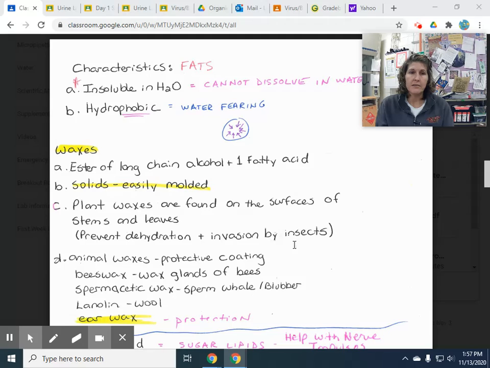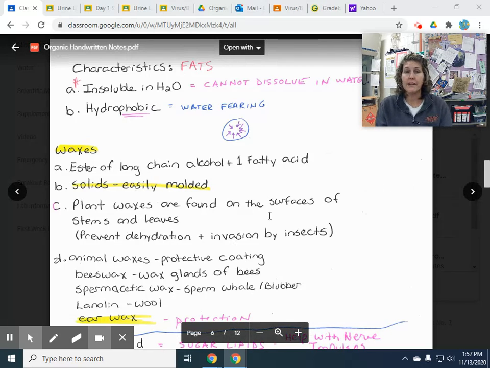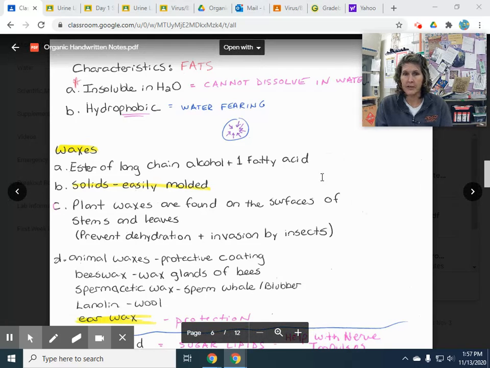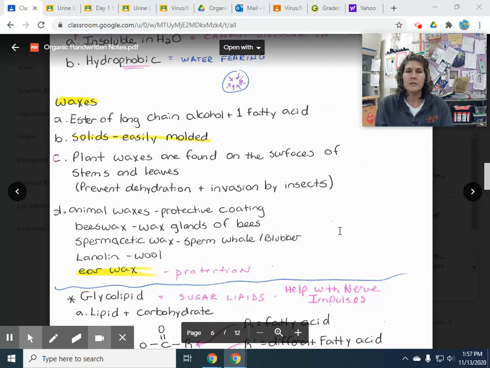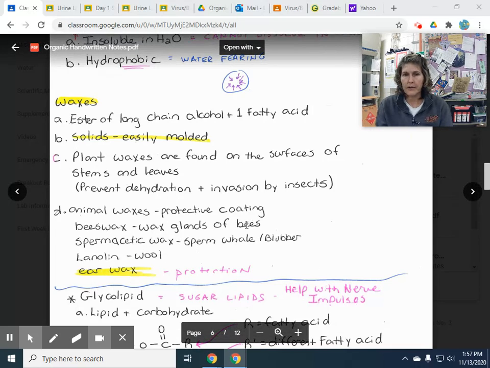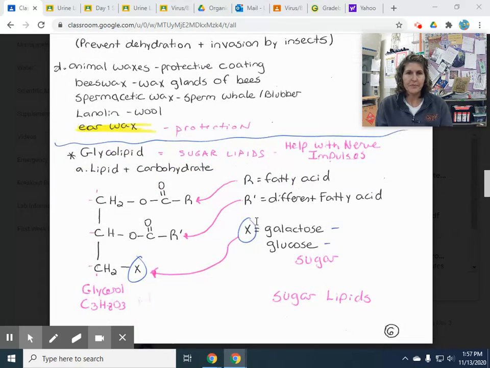Waxes, we said, are protective waxes. They're easily molded, so they can kind of shape them because they're solids. We find them on plant leaves and stems. It's going to prevent dehydration. It's also going to prevent or protect them from insect invasion. Some animal waxes, they're more or less protective coatings, such as beeswax. It actually comes from wax glands that are located on the bees. We have sperm whale blubber. We have lanolin that's on wool. We have earwax within our ears that is also protection.